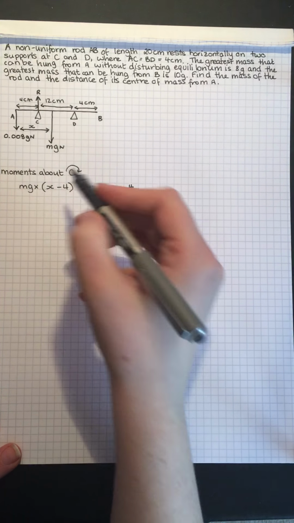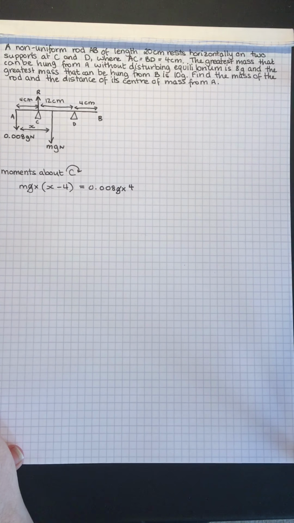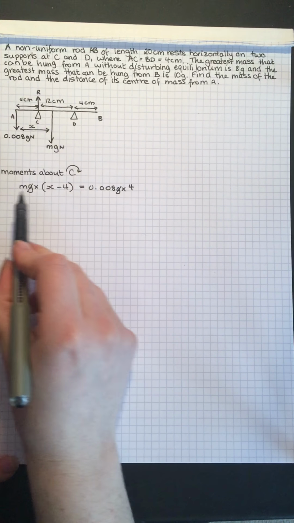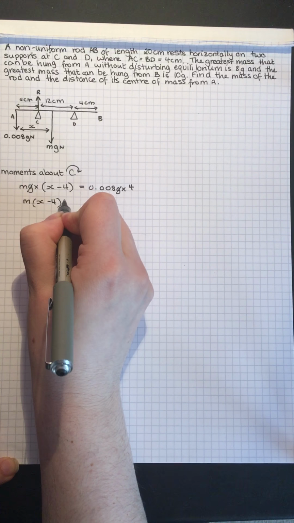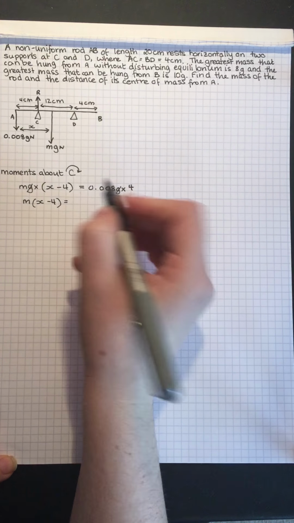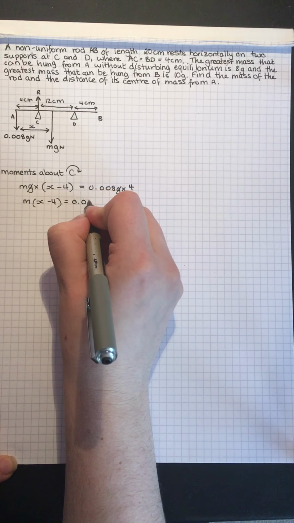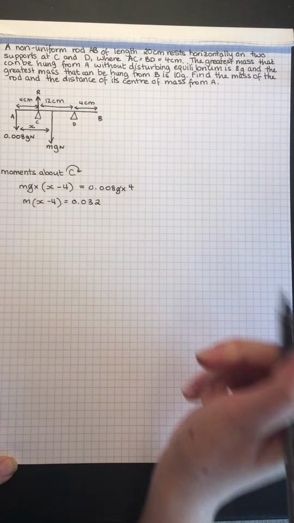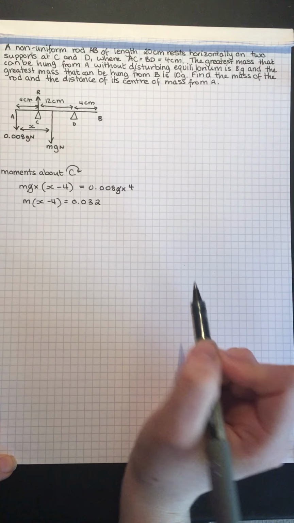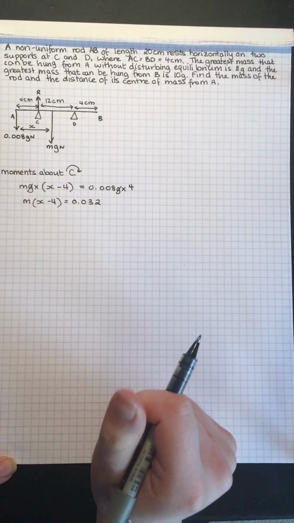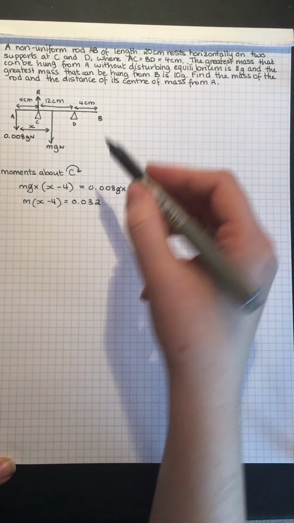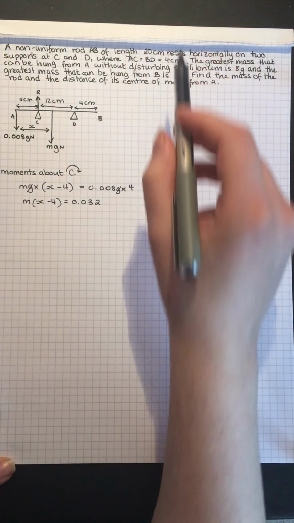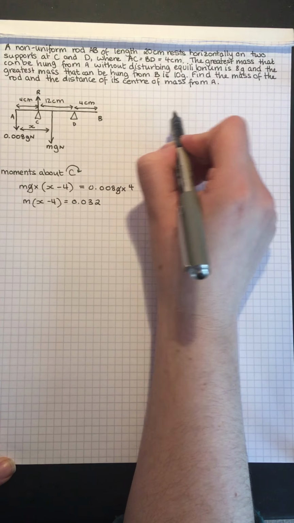Now, you'll see that quite conveniently the G's will cancel here because we're only really thinking about forces that are related to weights. So that's nice. So we end up with m(x minus 4) equals 0.032. That's just the 0.008 times by 4. So that's an equation. Now that we've got two unknowns, we need to find another one. So let's consider over here our other situation.